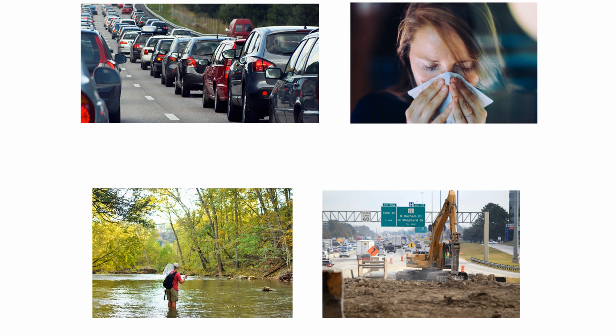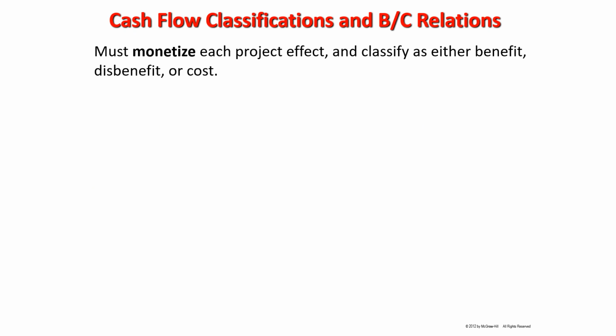If the benefits outweigh the costs, then the project is justifiable. And if the costs outweigh the benefits, probably we shouldn't do the project. So we'll be monetizing a bunch of different effects. And by monetizing here, I mean we're going to be assigning dollar values to things that are either benefits, disbenefits, or costs. And the costs are usually direct, and they're easy to quantify.